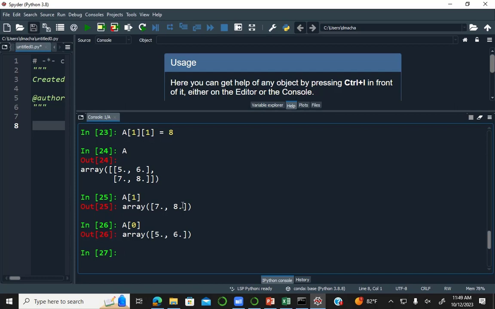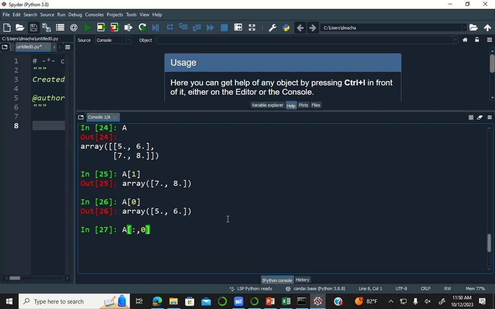Okay, now what if I do colon, comma, 0? That should give me the first column, 5, 7. So the colon is telling you, give me all of the rows, only the first column, or column number 0. And so then I can do this to get the second column.